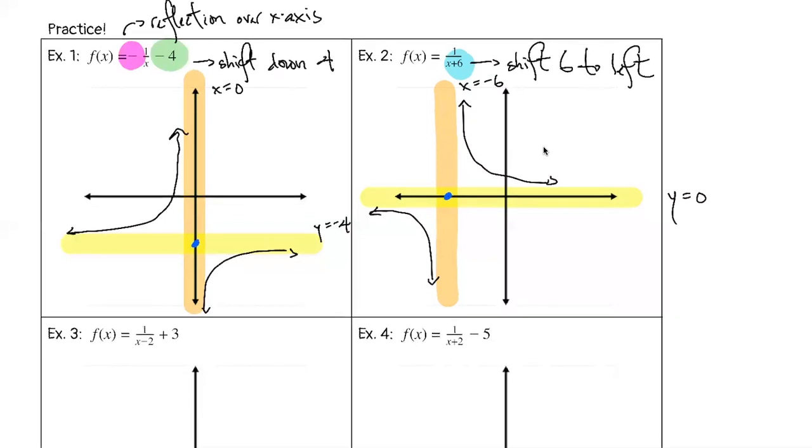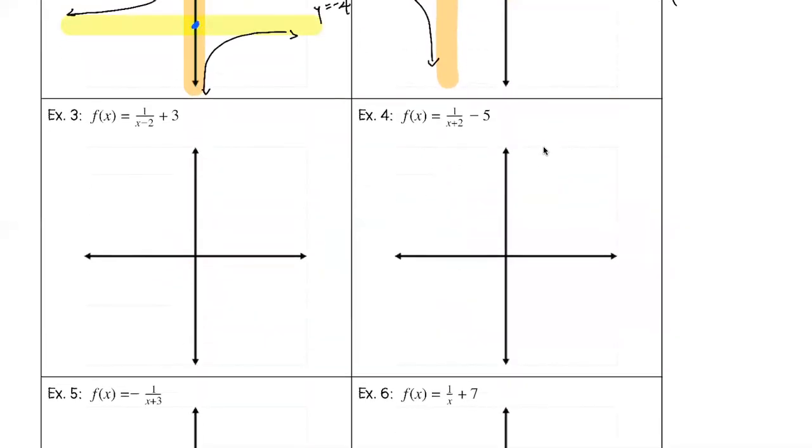All right, let's move on to examples 3 and 4. So what's happening here? Well, it looks like we've got a shift sideways at -2, and it looks like we've got a shift up of 3. So this -2, which comes first, means to the right 2, and this +3 means up 3. No reflections, but our asymptotes are going to change. So let's do the one to the right first.